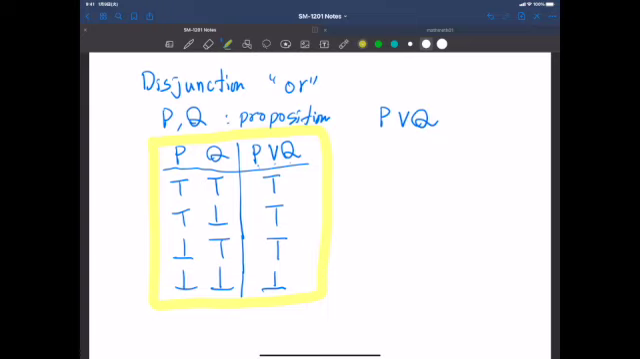This makes intuitive sense, right? If either is true, or both are true, then these are all true. And if both are false, then P or Q is also false.